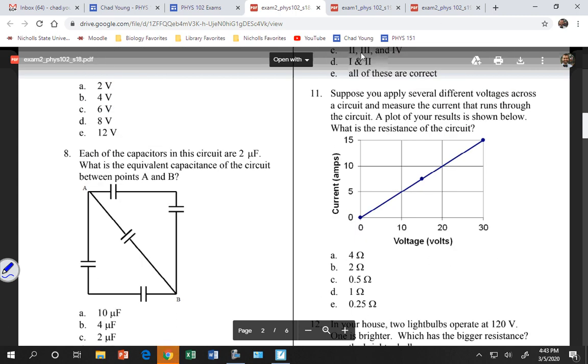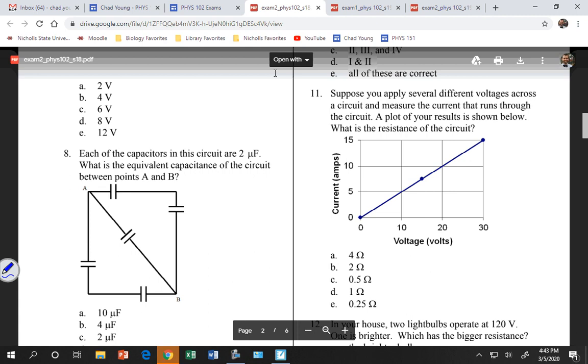We haven't done these directly in class, number 11. Let's do one. You did them in lab, and you should know how to do them. So let's do this question. So I apply several different voltages across the circuit and measure the current that runs through the circuit. And I want to know what is the resistance of the circuit.